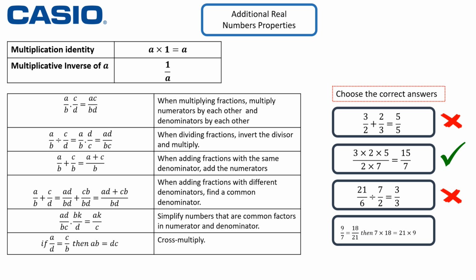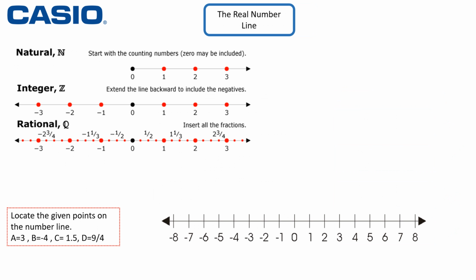Practice number 4. 9 over 7, is it equal to 18 over 21? Then we need to check, is 7 times 18 equal to 21 times 9? Both the left side and the right side give us the same answer, and these two fractions are equivalent. What is a number line?